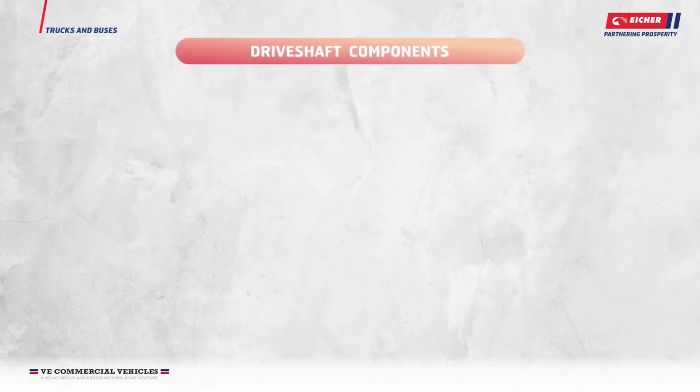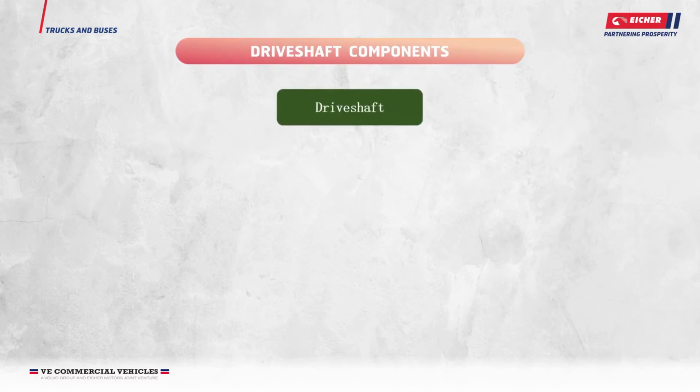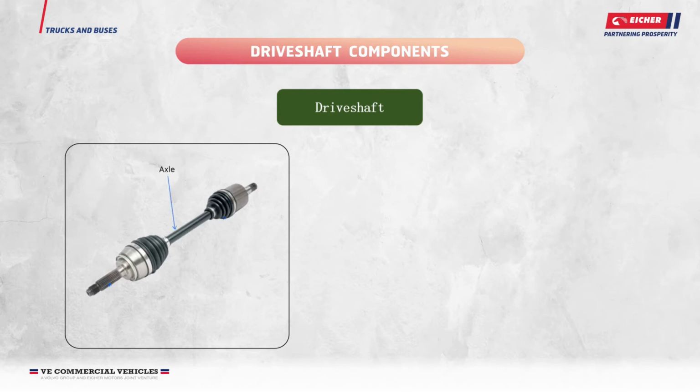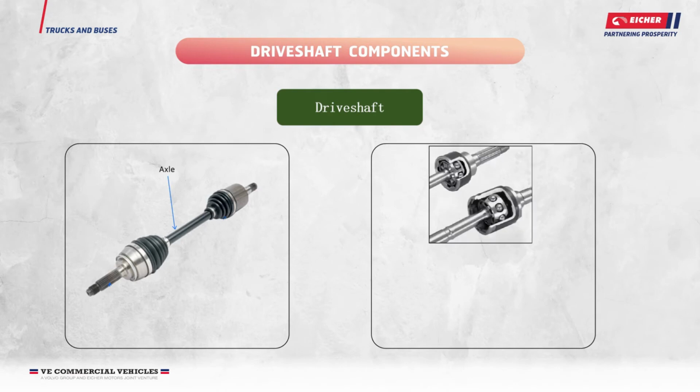Drive shaft components. A drive shaft is a long, tubular, solid or hollow mechanical component made of steel that is used to transmit engine torque to road wheels. It is located between the transaxle and the driven wheels in the front-wheel drive layout, and between the differential and driven wheels in the all-wheel drive layout.